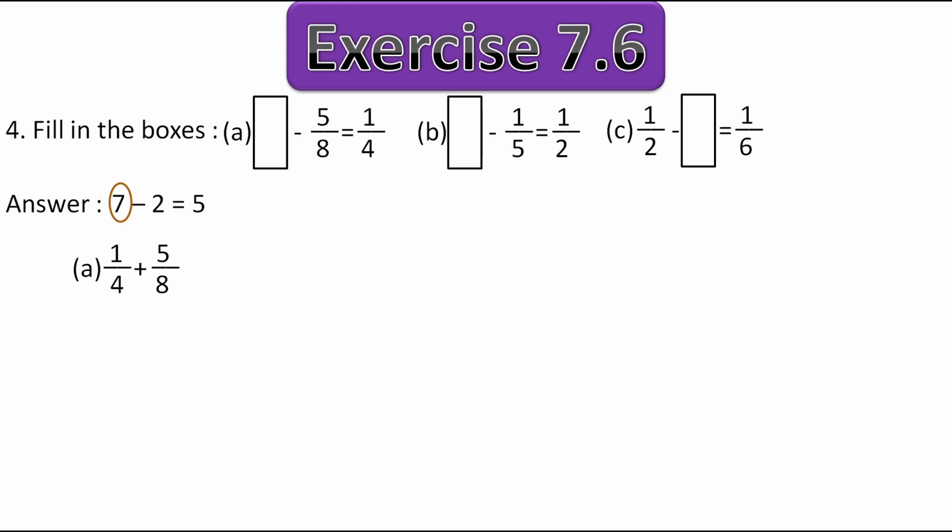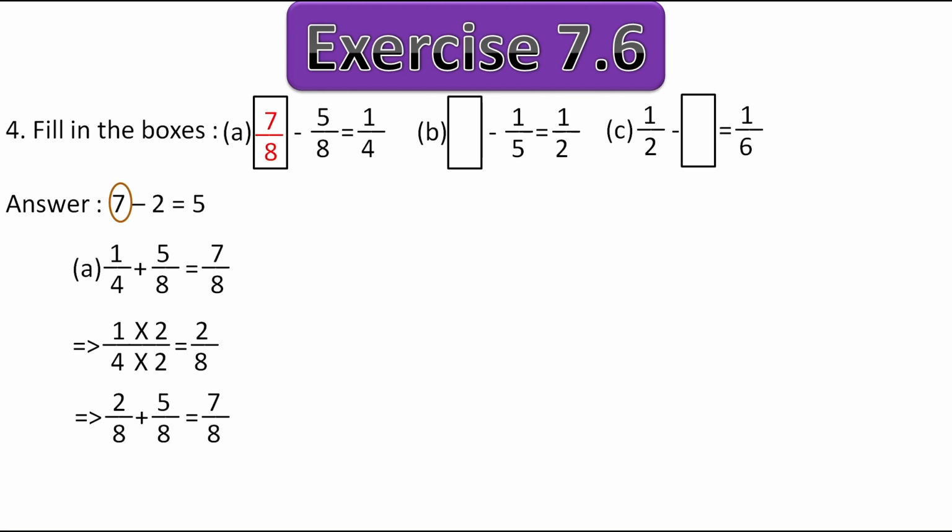Okay. Now as we have the denominators 4 and 8, where 8 is a multiple of 4 and 8 is bigger than 4, here the LCM is 8. Now as LCM is 8, we have to take the first fraction, that is 1 upon 4, and multiply it with 2 to make the denominator 8. So 2 upon 8. Now we have the second fraction with denominator 8. So let's add them. 2 upon 8 plus 5 upon 8 will give you the answer as 7 upon 8, which is the answer we have to write in the box.